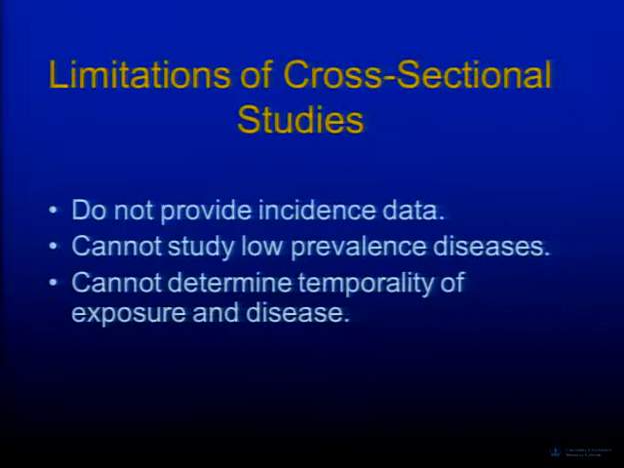And importantly, whenever you do a cross-sectional study, we don't know whether the exposure preceded the disease, and that's called temporality. We don't know the time course of events. Were they exposed and then they got the disease? Or did they have arthritis and therefore they got obese? We don't know which came first. And that is one of the limitations of cross-sectional studies.